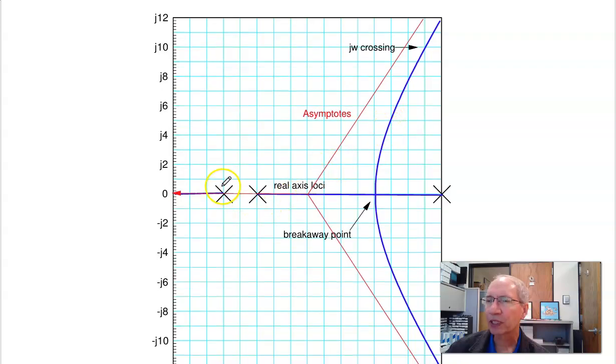So here's what it really looks like. This is at minus 12, minus 10, plus 1. As k increases, these poles come together, split apart at the breakaway point, and then approach the asymptote. And this point right here is the j omega crossing. That point's important because at this point k is increasing, and there's the max k for stability.